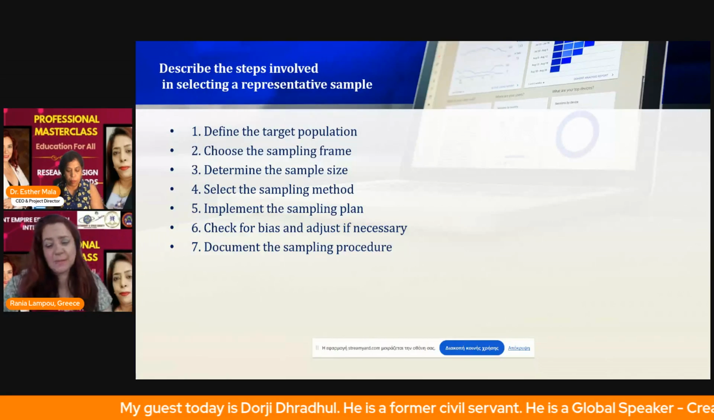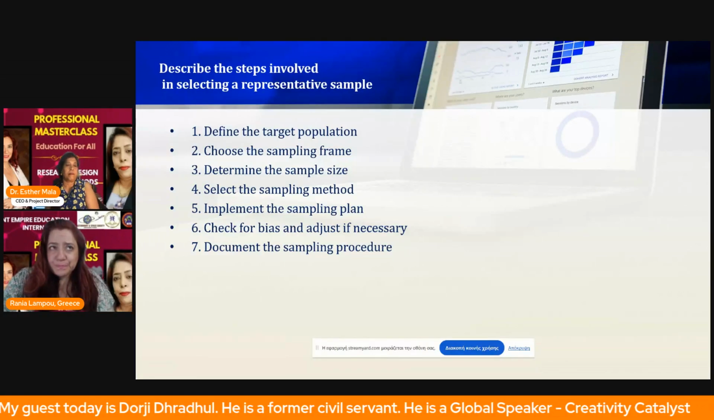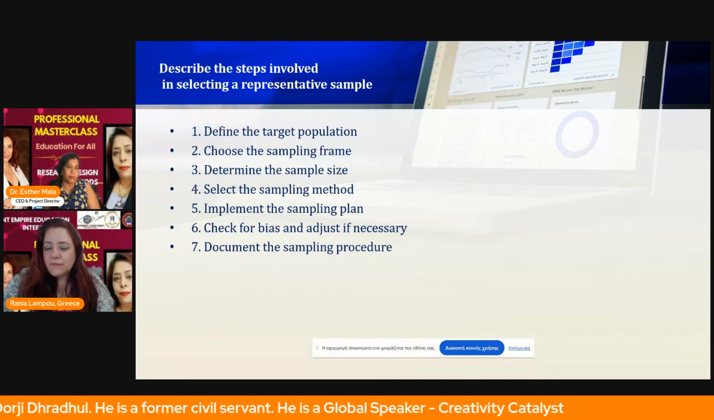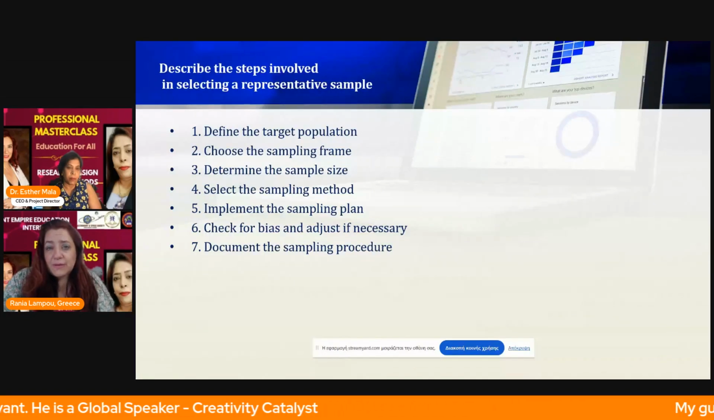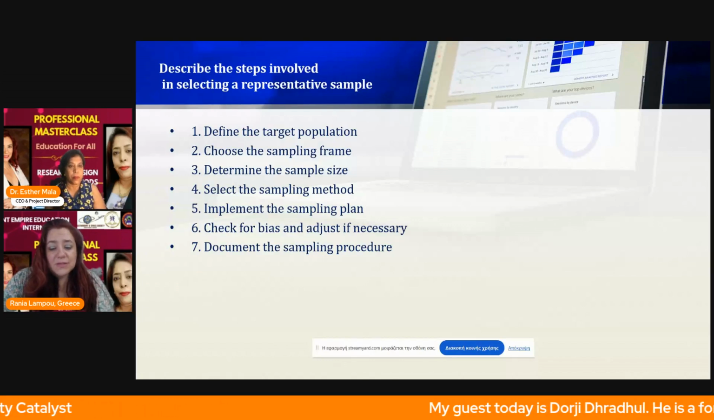Then implement the sampling plan. You use the chosen method to select individuals from the sampling frame. Ensure randomization and fairness if using a probability method. Check for bias and adjust if necessary.